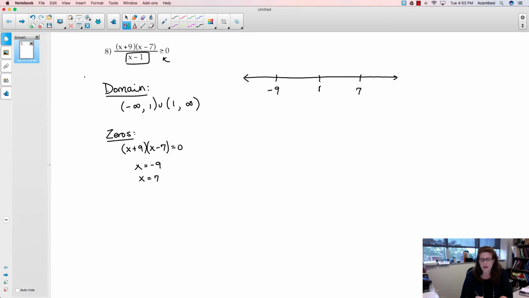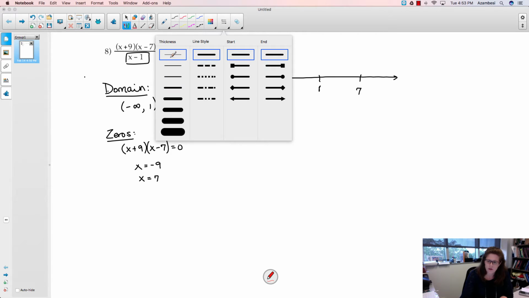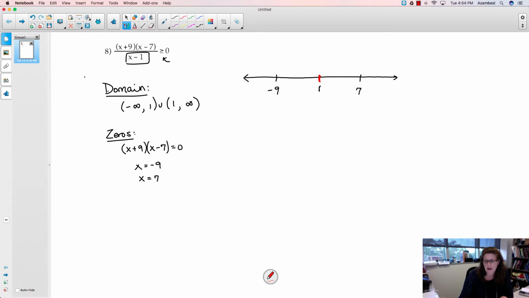Now I have to think about whether the function's positive or negative in each region. I'm also going to put a red line here, and you can express that as an open circle or however you want to do it, at 1, because that number's not in the domain, which means that if I'm looking for regions, I can never include it. So I'm going to pick a test point in each of the regions. So let's say we use negative 10 and negative 4 and maybe 2 and a test point of 10.